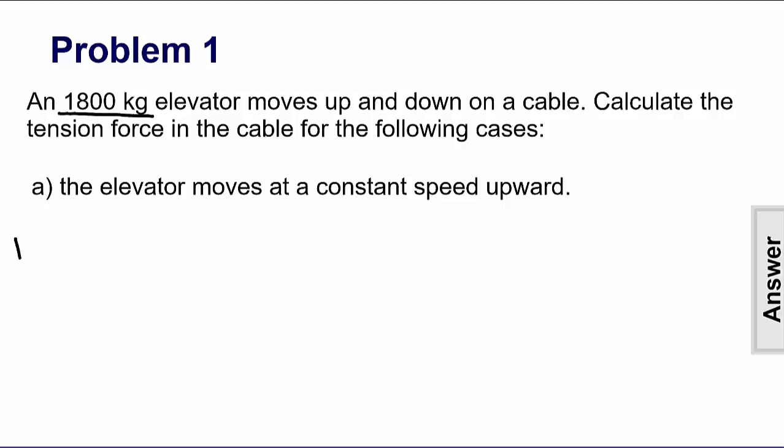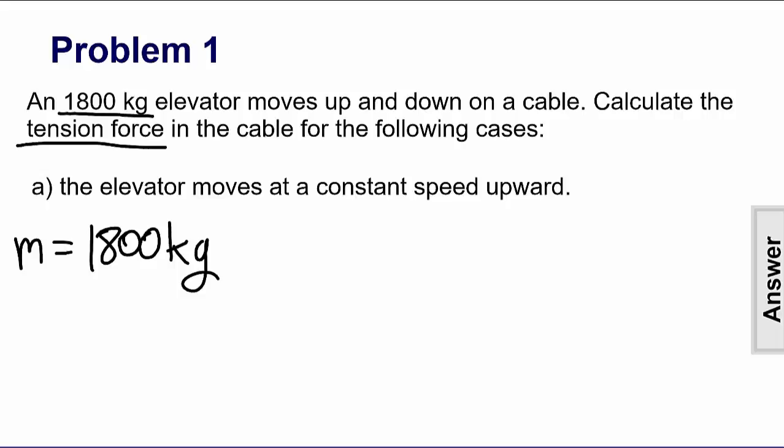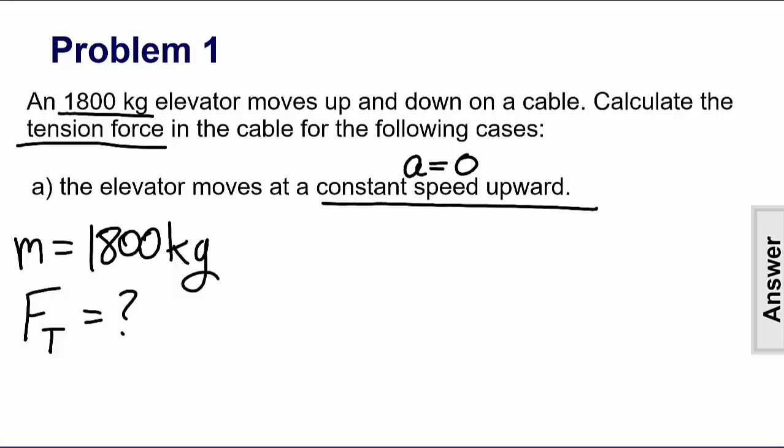First, we're given the mass, 1800 kilograms. We're asked to find the tension force in the cable. That would be F sub T. That's our unknown. Next, let's see what the problem says. It says the elevator moves at a constant speed upward. Constant speed means the speed does not change, and therefore acceleration must be equal to 0. I'll add that to my list.